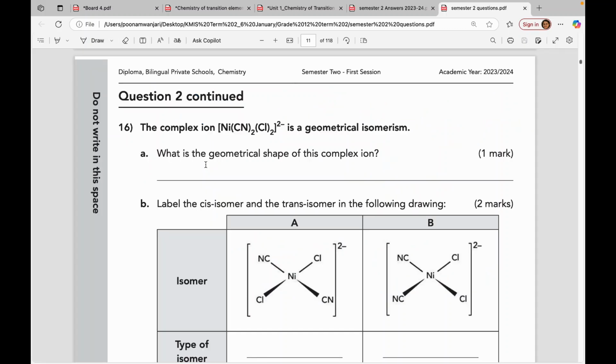Coming to question number 16, the complex ion dicyanide dichlorido nickelate ion.